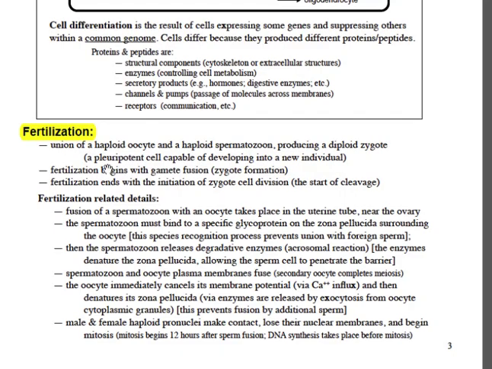Fertilization involves the union of a haploid oocyte and a haploid spermatozoon. That union produces a diploid zygote. That zygote starts to divide, and that's the beginning of cleavage and the end of fertilization.